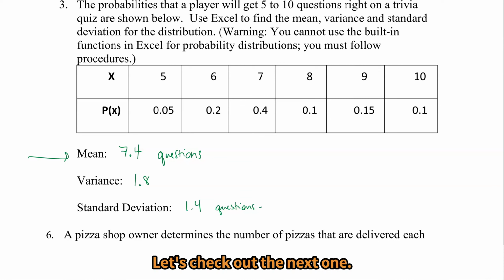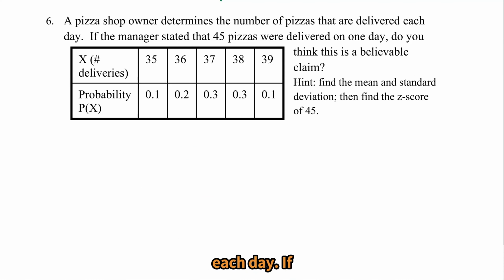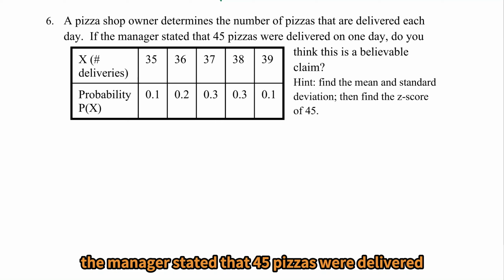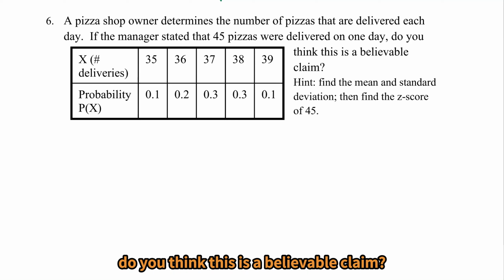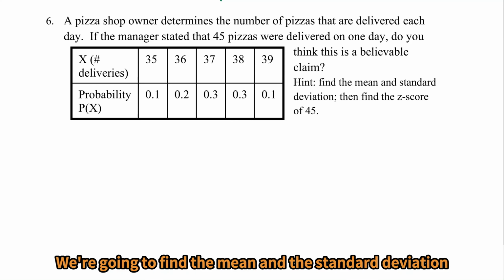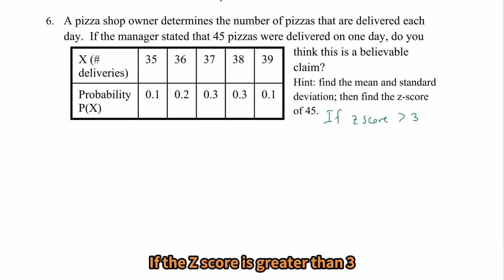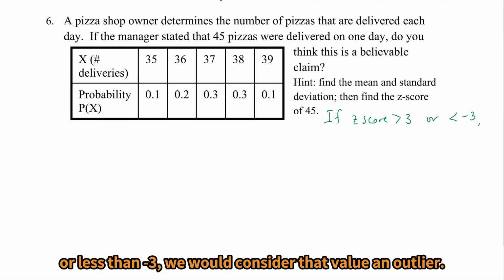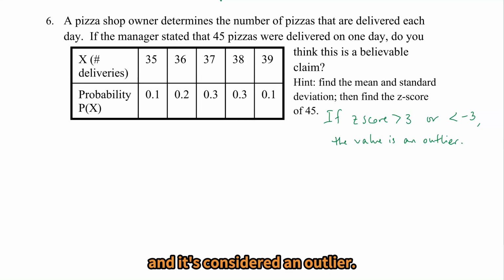Let's check out the next one. A pizza shop owner determines the number of pizzas that are delivered each day. If the manager stated that 45 pizzas were delivered on one day, do you think this is a believable claim? We're going to find the mean and the standard deviation and then calculate the z-score of 45. If the z-score is greater than 3 or less than -3, we would consider that value an outlier. Remember, 3 standard deviations away from the mean, and it's considered an outlier. So let's try this out.